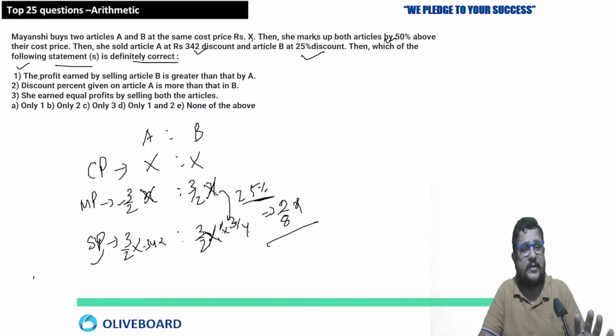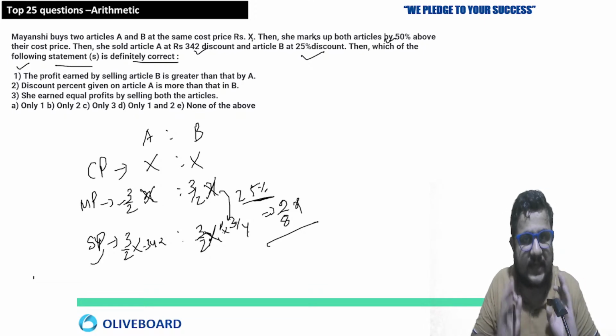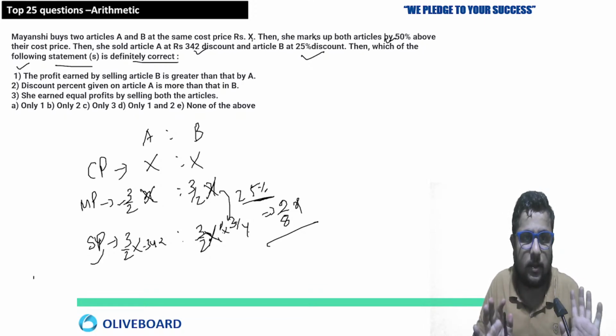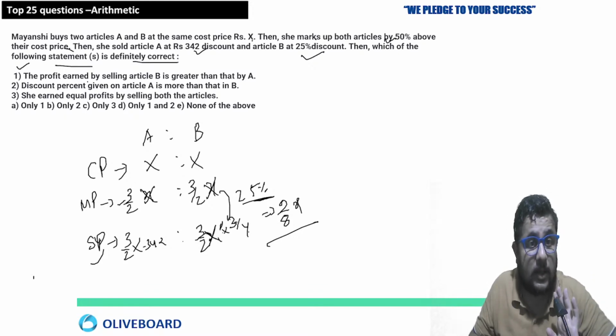Now go with the first statement. This is from previous year. Literally the same question came previous year. Students faced it previous year, and this was the scoring part. The profit earned by selling article B is greater than that by A.